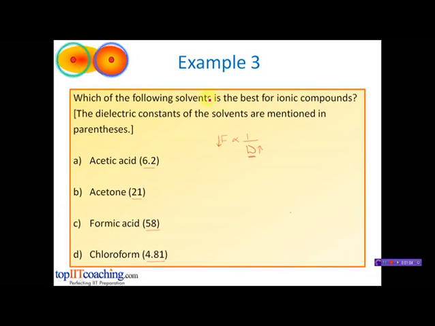So that solvent in which the ionic compounds are most soluble should be such in which its ions feel the least amount of attraction. For that, the dielectric constant will have the highest possible value. In the given solvents, formic acid has the highest dielectric constant. So among these four solvents, formic acid will be most suitable for dissolving ionic compounds.